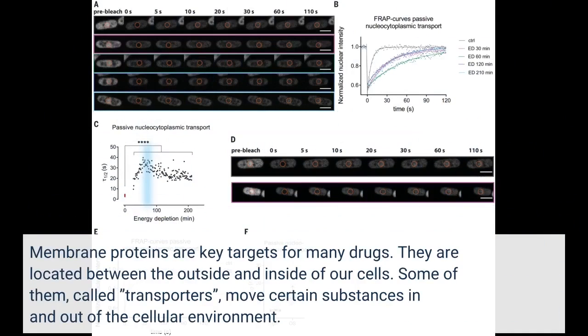Membrane proteins are key targets for many drugs. They are located between the outside and inside of our cells. Some of them, called transporters, move certain substances in and out of the cellular environment. Yet, extracting and storing them for observation is particularly complex.